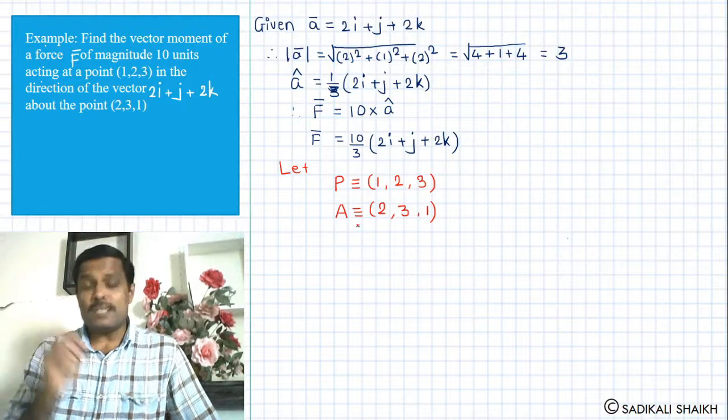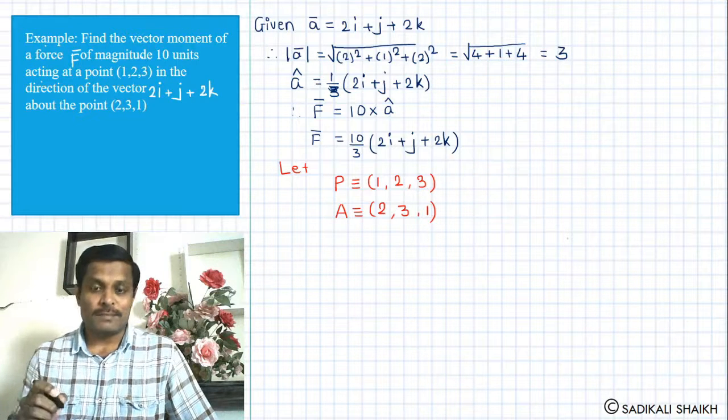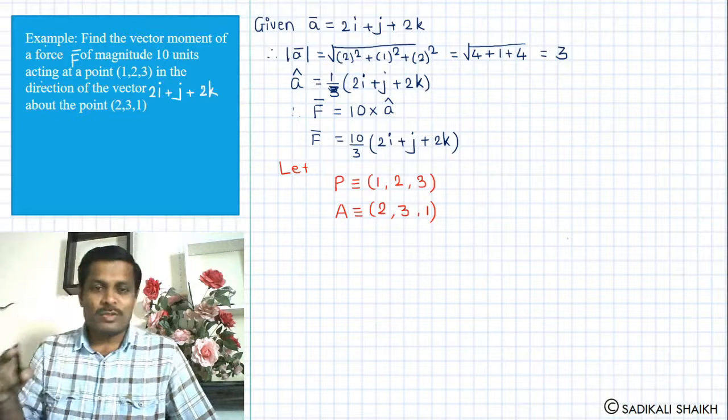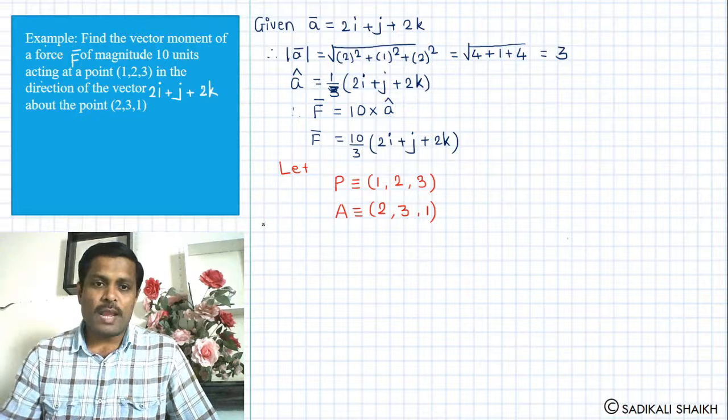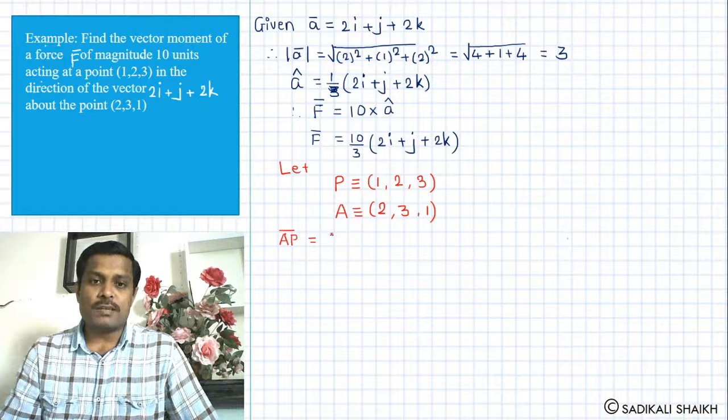Now, in this example, we have to calculate the vector moment about the point A. So that's why join that point A to P. So you'll get AP bar. So therefore, I have to calculate the position vector of this P with respect to A. And therefore, AP bar, how we can write this? AP bar is equal to position vector of P. Position vector of P is I plus 2J plus 3K.